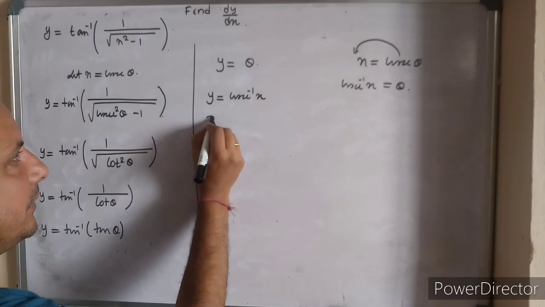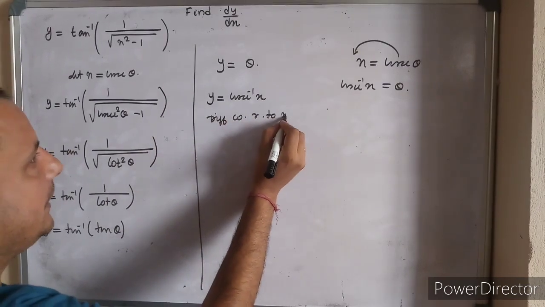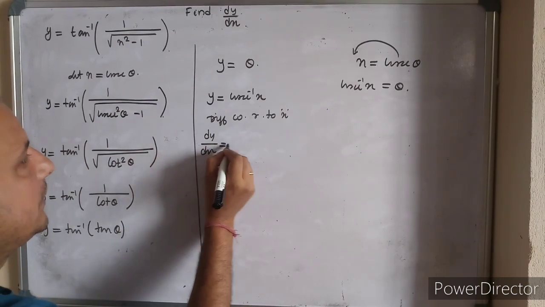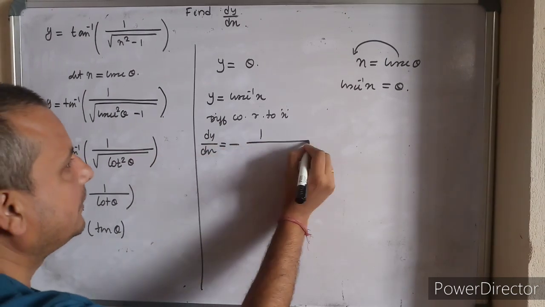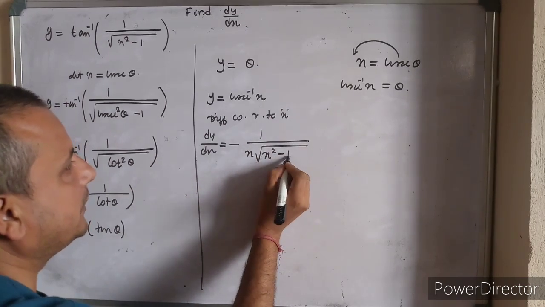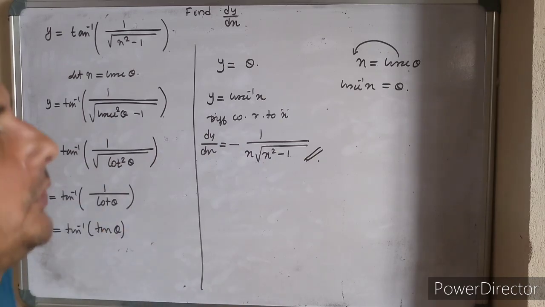Now the derivative, differentiating with respect to x. This is dy by dx. The derivative of cosec inverse x is minus 1 over x under root x square minus 1. This is the proper answer by the method of substitution.